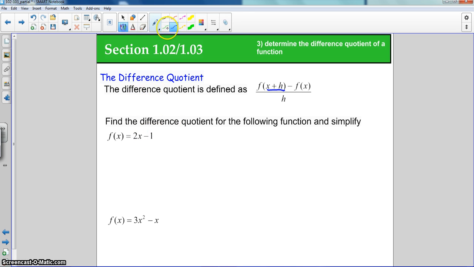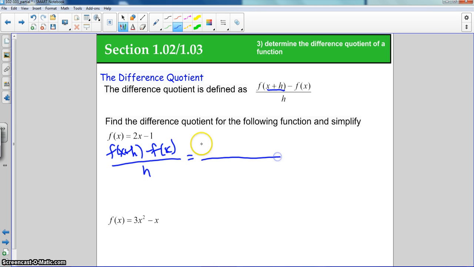Alright, so our first function that we're going to look at is just the function 2x minus 1. So if I'm going to determine the difference quotient, I'm first going to write it out. So f of x plus h minus f of x all over h, and this is going to be equal to, and now just so we can see it, I'm going to substitute each of these expressions in using brackets.